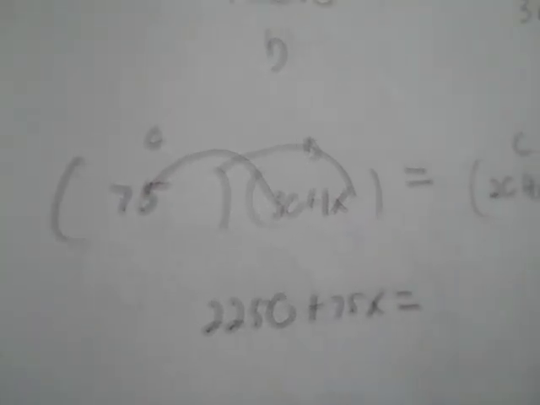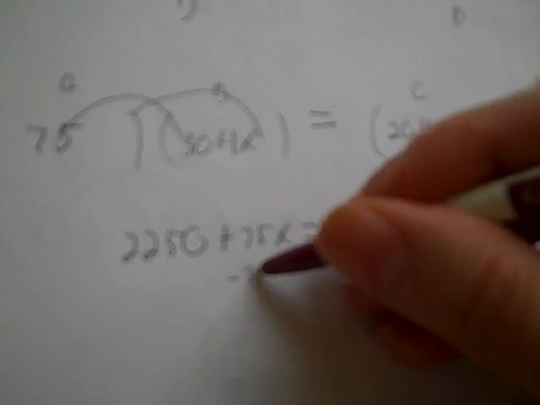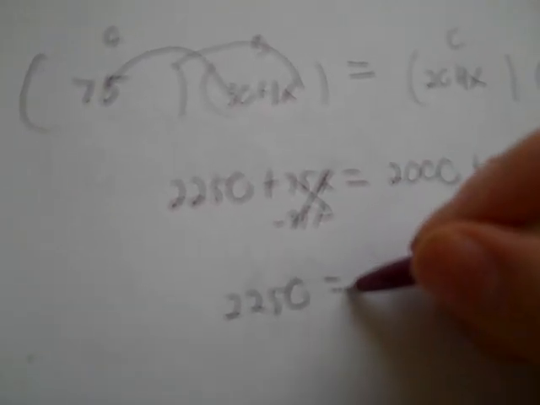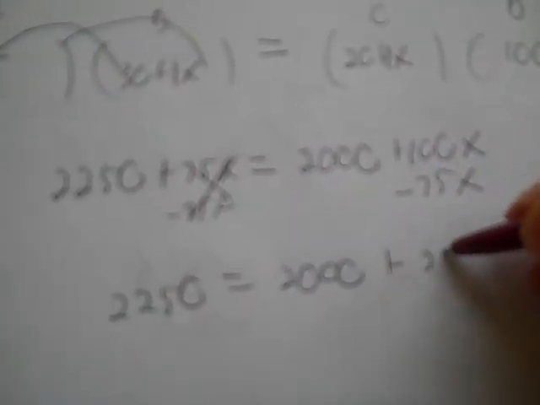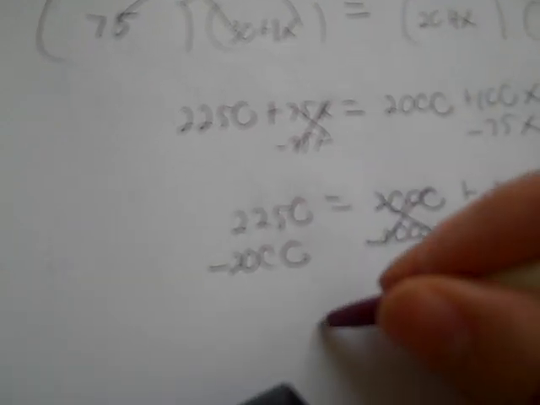So distribute 75. 75 times 30 is 2,250 plus 75x, and on the other side we have 20 times 100, which is 2,000, plus 100x. Now pick an x to get rid of. That simplifies the equation. So that's going to be 2,250 equals 2,000 plus 25x, and then minus your 2,000. That's 250 equals 25x, and then divide by 25, and x is 10. So you have to make 10 free throws in a row.